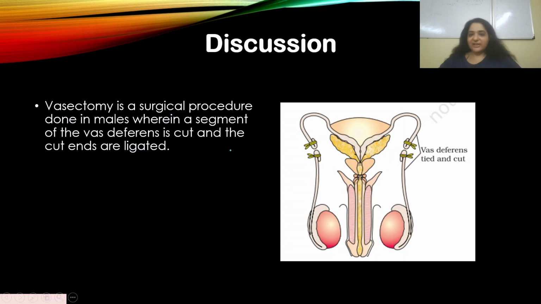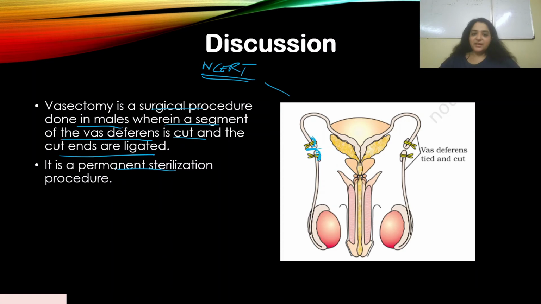Now, what is actually vasectomy? It's a surgical procedure done in males, wherein a segment of the vas deferens is cut and the cut ends are ligated. This is what it looks like. This diagram is taken from NCERT, so this can appear in the exam. They'll show you this diagram and ask you what this is, or they might ask you a question related to this procedure. The vas deferens are cut, and the cut ends are then tied up, ligated.